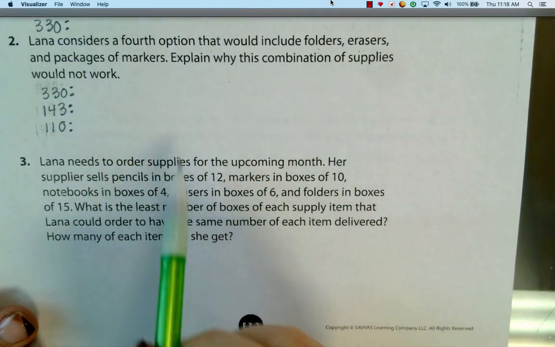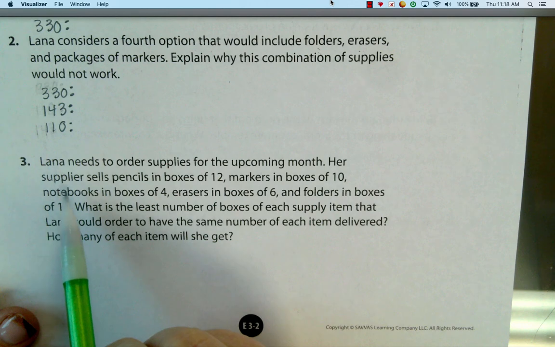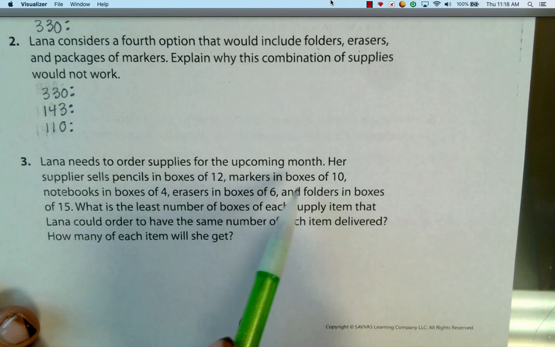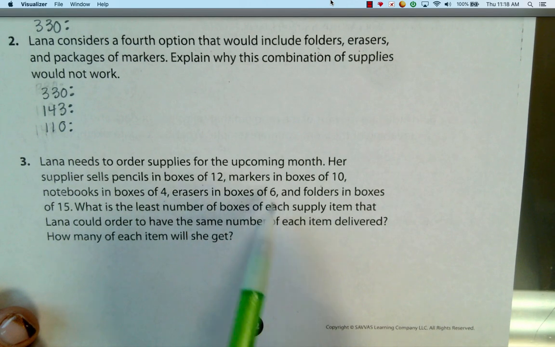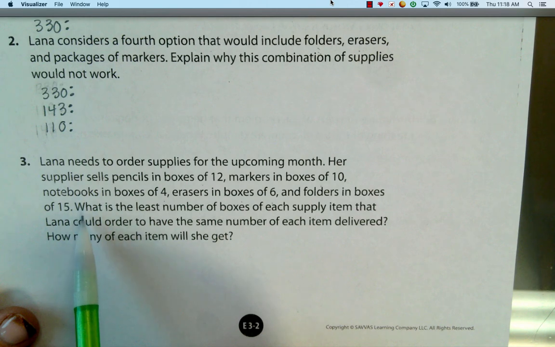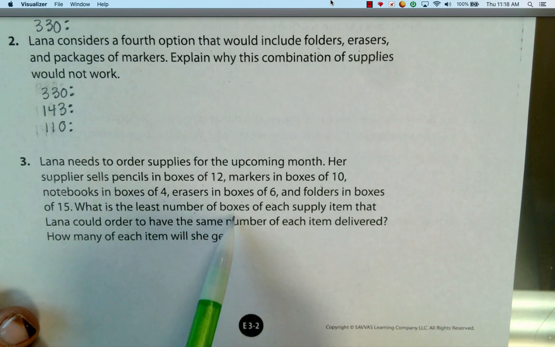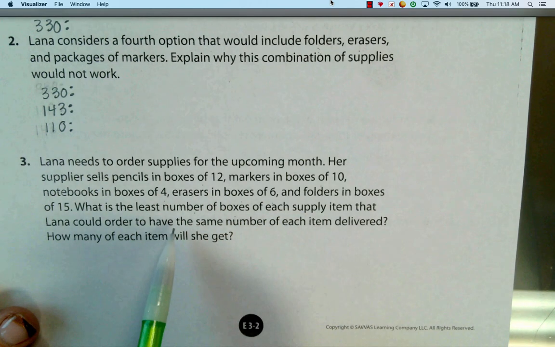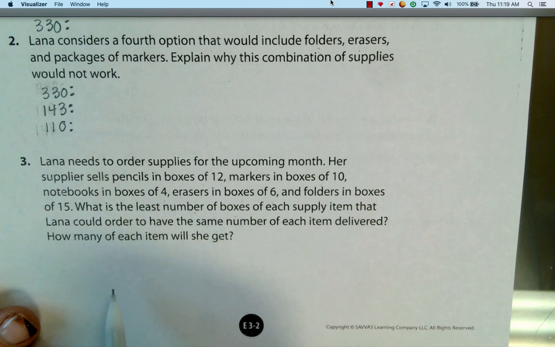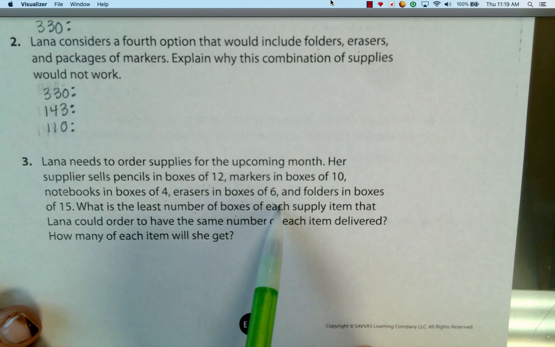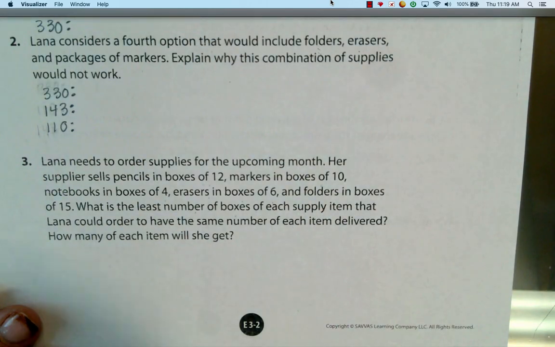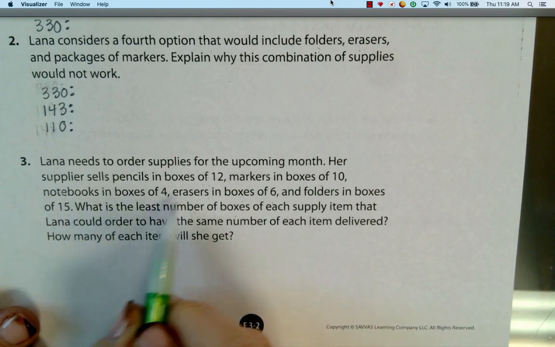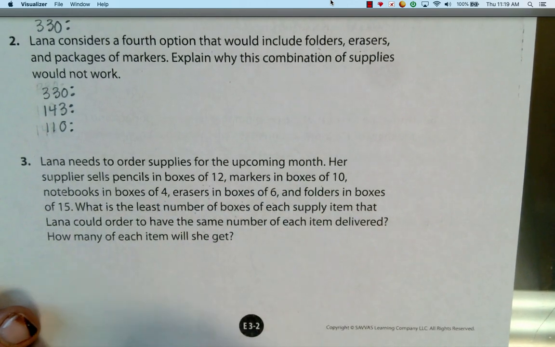Okay, and then Lana needs to order supplies for the upcoming month. Her supplier sells pencils in boxes of 12, markers in boxes of 10, notebooks in boxes of 4, erasers in boxes of 6, and folders in boxes of 15. What is the least number of boxes of each supply item that Lana could order to have the same number of each item delivered? Okay. So basically, you've got 1, 2, 3, 4. Now you've got 5. Again, it's just adding a little bit more. So find the greatest common factor of all 5 of these numbers.